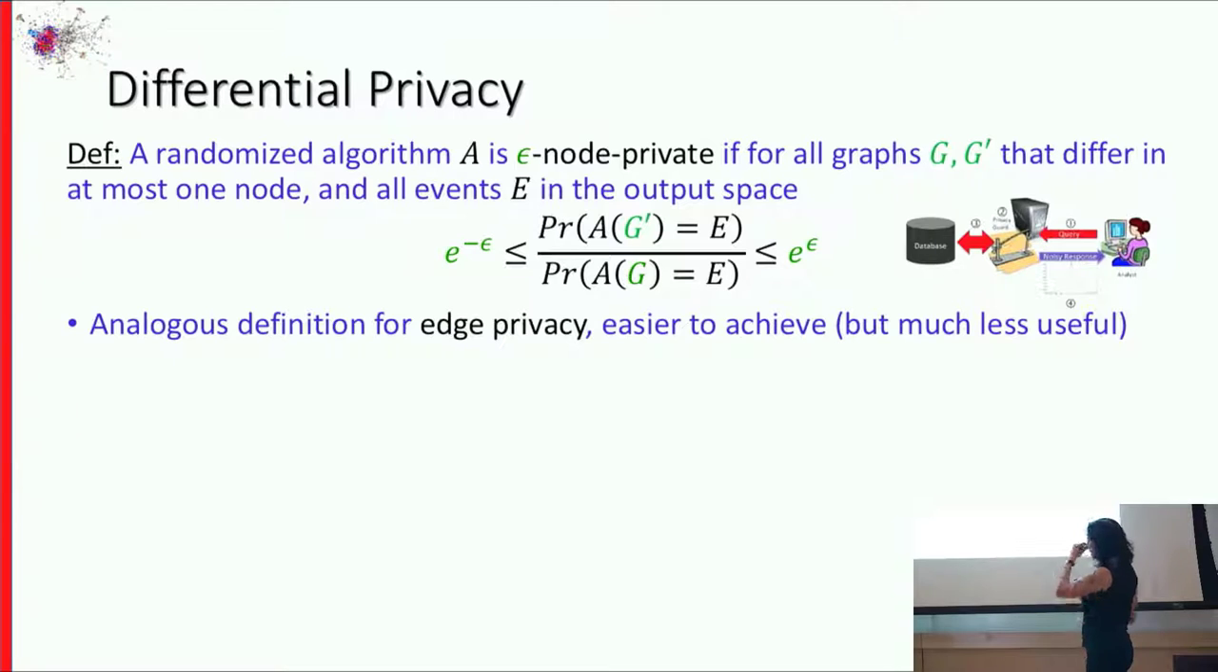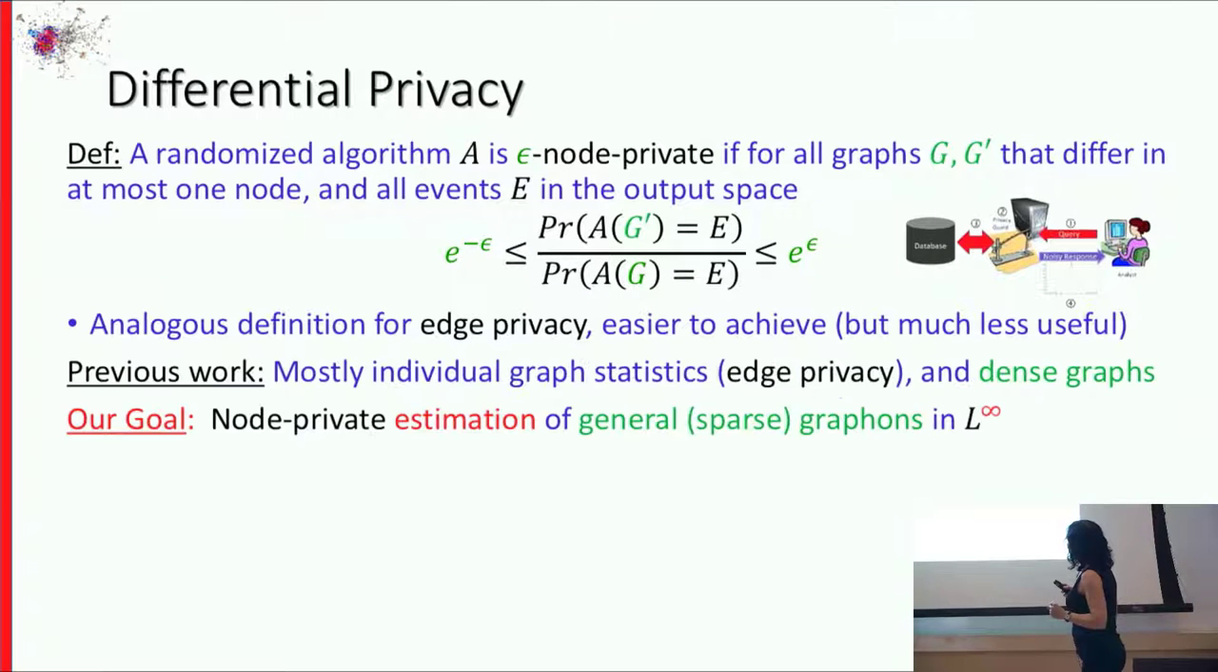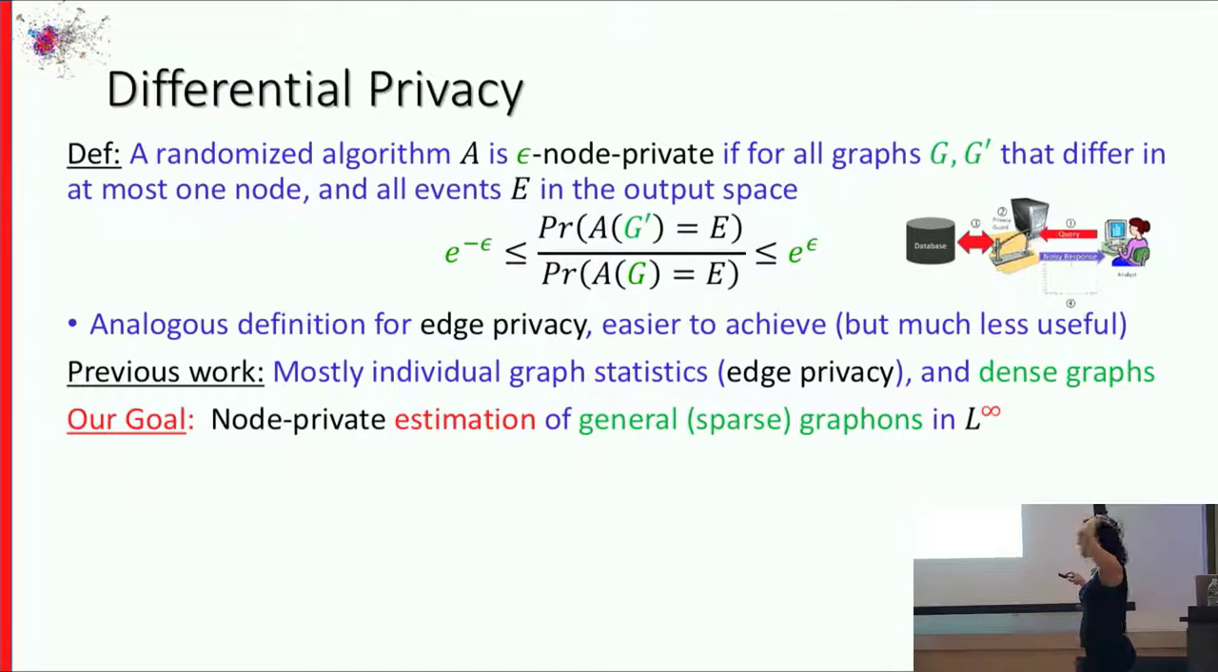There's an analogous definition for edge privacy, which is much easier to achieve, if I pull an edge out. But I don't really care about pulling edges out. I don't want you to find information about me. If I pull this edge out, maybe my connection to Christian still reveals what I don't want you to know about me. So previous work was mostly on edge privacy and dense graphs. And you've got to remember that L infinity still includes sparse graphs, just sparse graphs with a bound W. So not power law, but still sparse graphs.